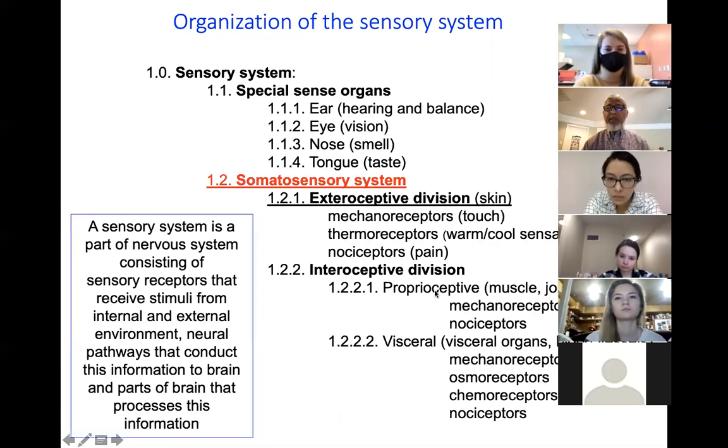And proprioceptors are the receptors that detect mainly the mechanical stimulus. They respond to mechanical stimulus. Those receptors are mainly present in the muscles, joints, and tendons.